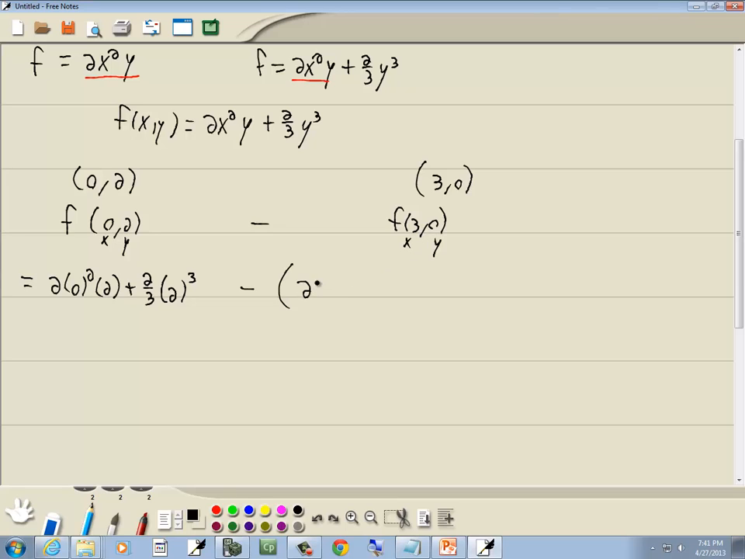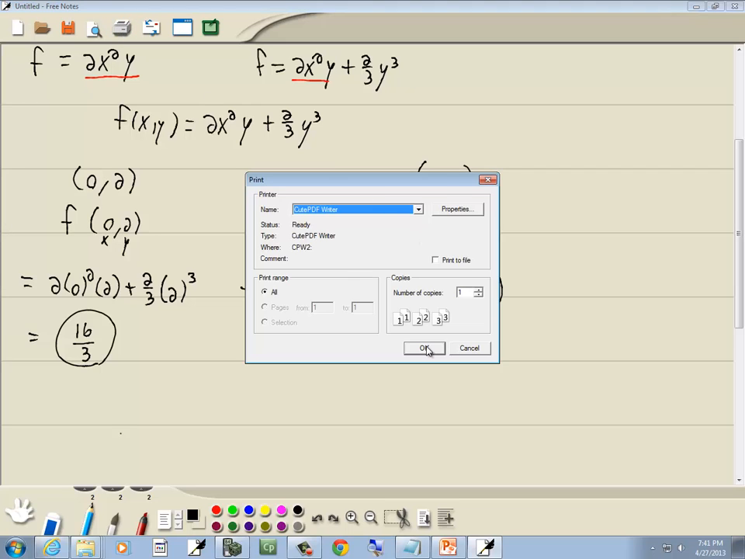X, we got 2 times 3 squared times y, which is 0, plus 2/3 times 0 to the third. Now these zeros over here cause all this to drop away. This 0 here causes this first part to drop away. 2 to the third is 8, times 2 is 16. So our answer would be 16/3. So let me save that.